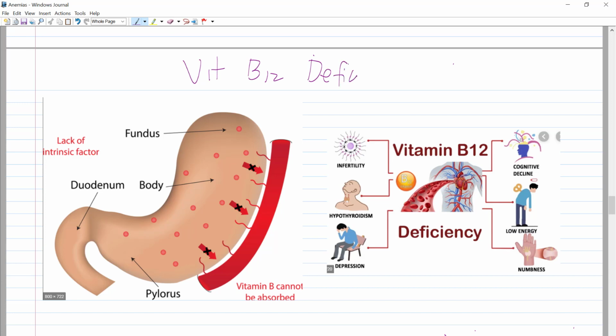I remember before someone asked me, is vitamin B12 deficiency anemia also known as pernicious anemia? No, pernicious anemia is the most common cause of cobalamin deficiency. Remember that pernicious anemia is the most common cause, wherein the gastric mucosa doesn't secrete intrinsic factor.